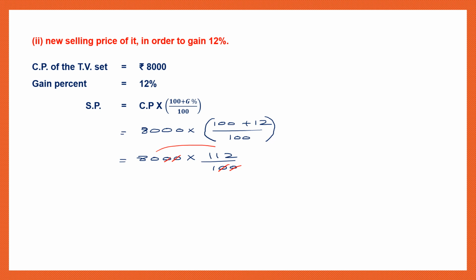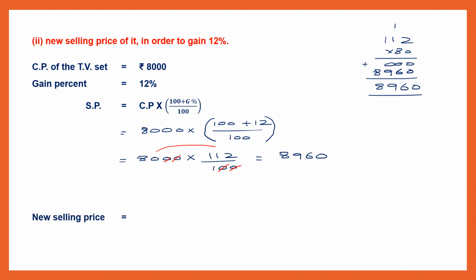Now multiply 80 into 112. So let's do that. 112 into 80. So that's 0. Then we have 8 twos are 16, carry 1. 8 ones are 8 plus 1, 9, and 8 ones are 8. So what do we have here? 8960. So selling price we have found to be 8960. So what is the second question? Find the new selling price, and we have found the new selling price to be rupees 8960. So this is our answer.